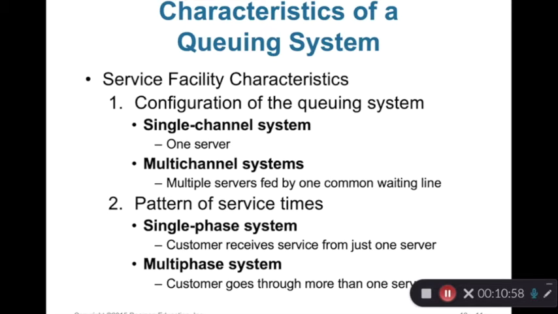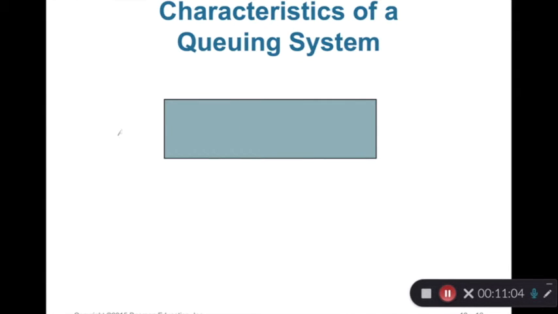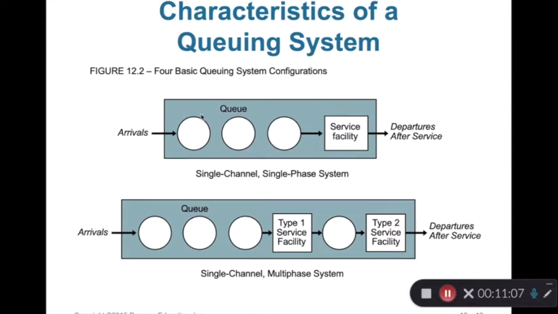Let's look at some pictures of the queuing system. Let's look at the first one, the single channel, single phase system. Arrivals, the queuing system, service facility, departures after service. This is very common in reality. For example, you go to McDonald's, you can see one service facility, one waiting line. Or we have the single channel multi-phase system. This is very common in drive-through windows. For example, you go to Dunkin' Donuts.